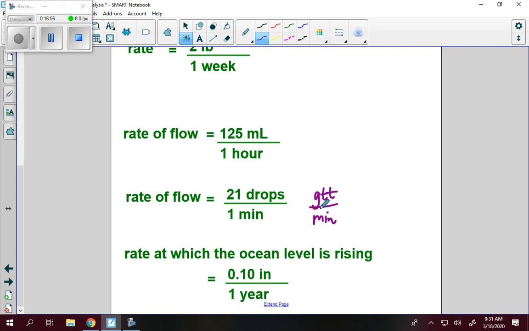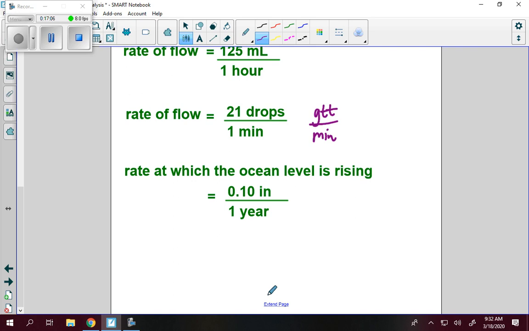The rate at which the ocean level is rising. Is it a tenth of an inch per year? I knew Rehoboth was getting smaller. It's a distance or an amount of, distance over time.